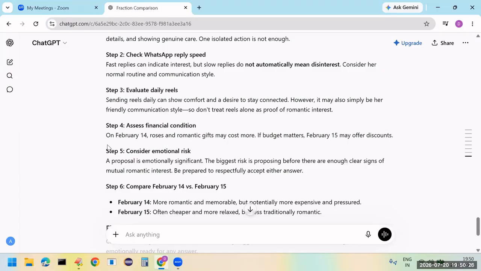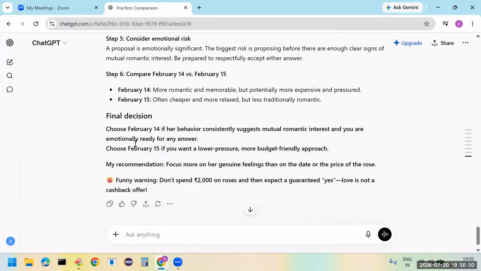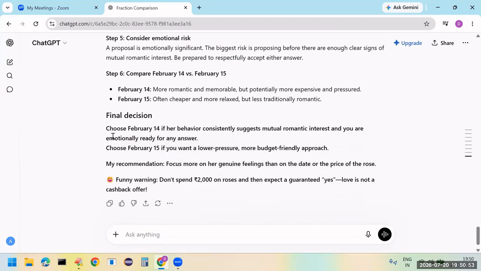Assess financial conditions. On February 14, roses and romantic gifts may cost more. If budget matters, February 15 may offer discounts. Consider the emotional risk. A proposal is emotionally significant. The biggest risk is proposing before there are enough clear signs of mutual romantic interest. Be prepared to respectfully accept either answer. Compare 14 and 15. Final decision: choose 14 if her behavior consistently suggests interest. Choose February 15 if you want lower pressure, a more budget friendly approach.